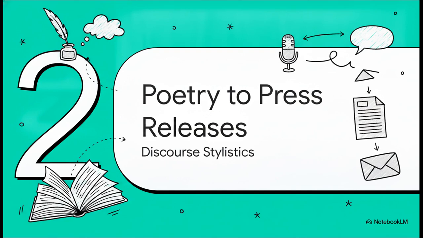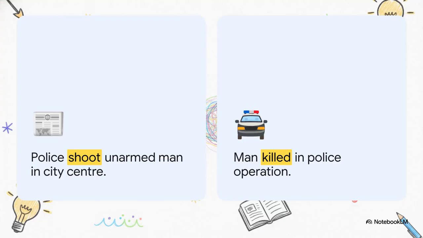Moving right along to section 2, from poetry to press releases. Now, what's really interesting about this is that stylistics isn't just for dusting off old poetry books. The exact same tools we use to break down a poem can decode the everyday communication happening all around us. Just look at how grammar constructs reality in these two headlines describing the exact same event.